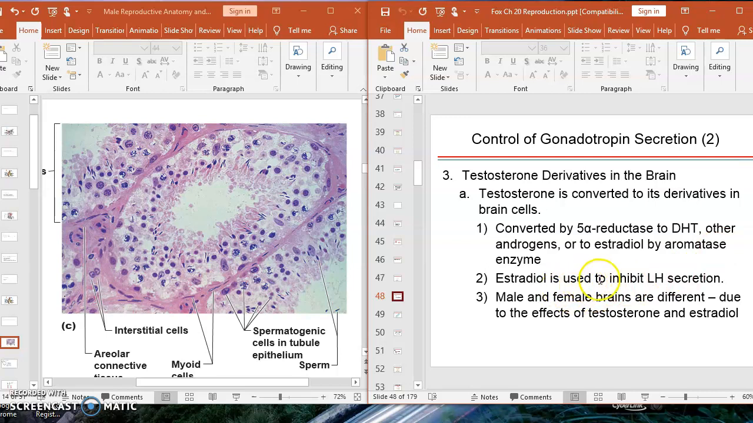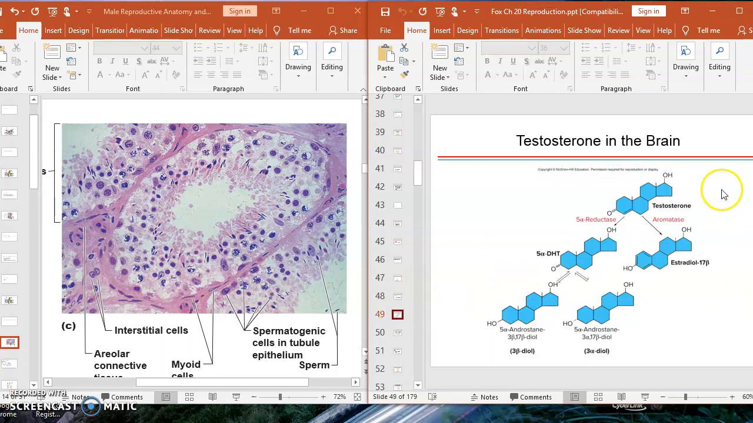Okay, estradiol inhibits LH secretion, somewhat like it did in the female. Male and female brains are different, but they still have similarities, and they do require both androgens, male hormones, and female hormones in the development. Right here is showing testosterone with the 5-alpha reductase making dihydrotestosterone. There are other enzymes that can make some other things, dehydroepiandrosterone and androstenedione, and also here's the aromatase making the estradiol, 17-beta estradiol that we spoke about.